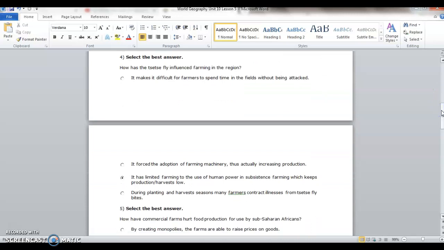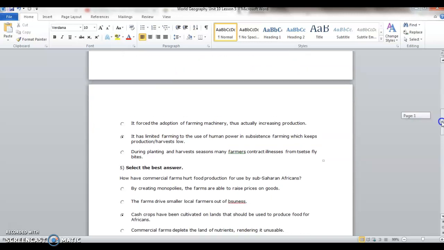Number 4, how has the tsetse fly influenced farming in the region? Well, it has limited farming to the use of human-powered and subsistence farming, which keeps production and harvest low. And that is important because in terms of production and harvesting, you want to keep the land growing, but in this case, it has limited that in that region.